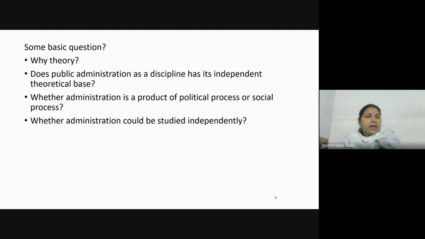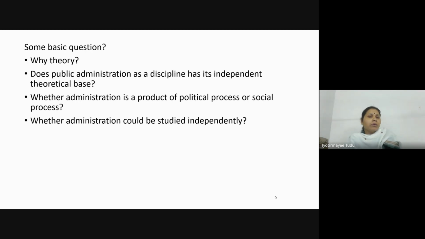If we consider this, then the question comes: does public administration as a discipline have its independent theoretical base? Public administration as a discipline is generally viewed as multidisciplinary in nature. So whether this multidisciplinarity makes the claim of public administration to be studied as an independent discipline. That's why it is essential to learn whether public administration has its independent theoretical base.